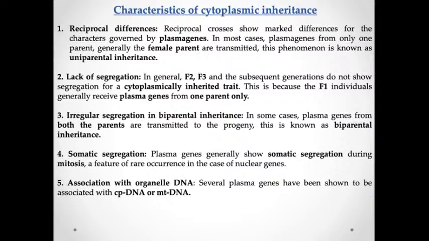And there is a lack of segregation. F2 and F3 and subsequent generations do not show segregation for cytoplasmically inherited traits. This is because F1 individuals generally receive plasma genes from one parent only, so we don't see much change in the F2 and F3 generations. There is also irregular segregation in biparental inheritance.